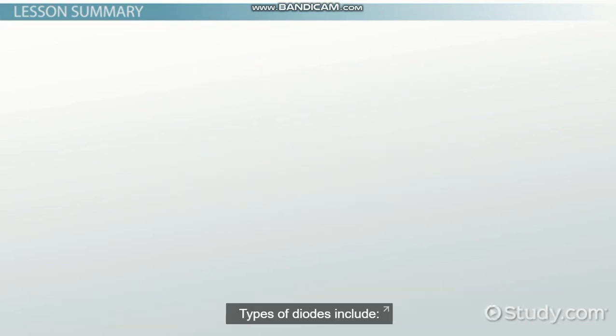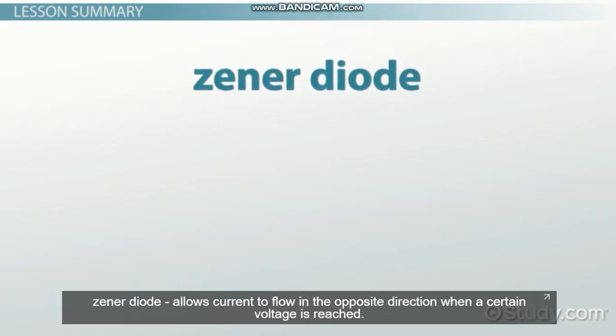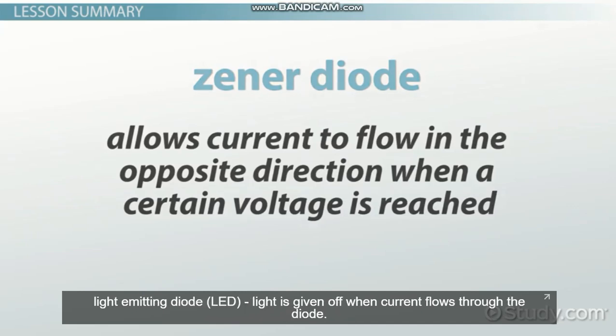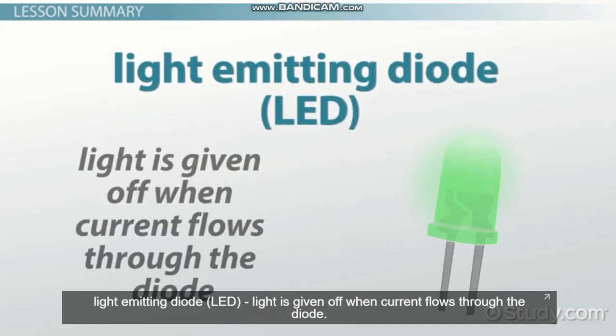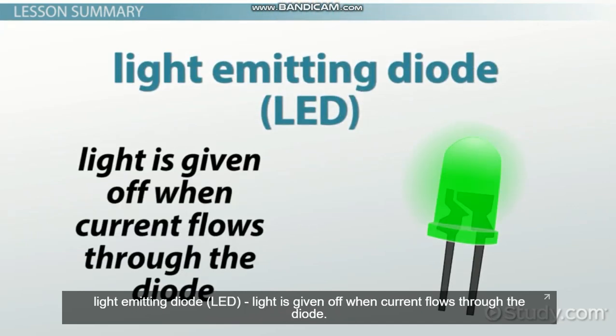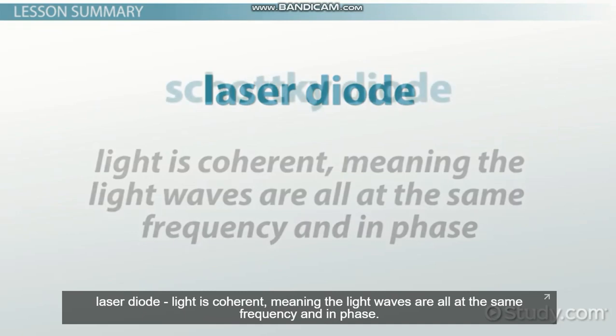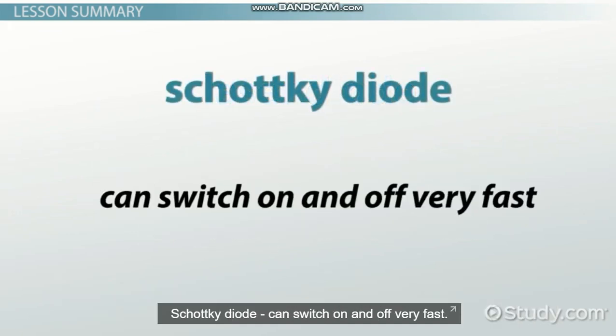Types of diodes include Zener diode, which allows current to flow in the opposite direction when a certain voltage is reached. Light-emitting diode, LED. Light is given off when current flows through the diode. Laser diode. Light is coherent, meaning the light waves are all at the same frequency and in phase. Schottky diode can switch on and off very fast.